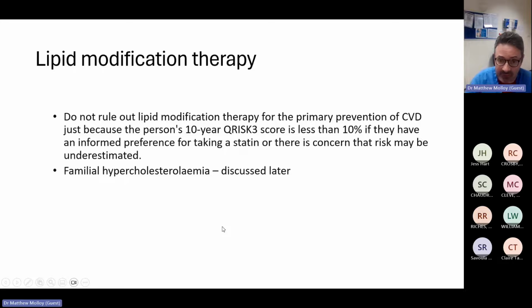So again, we've talked about the higher QRisk scores, but don't rule out lipid modification therapy for the primary prevention of CVD just because a patient's 10-year risk is low. Lots of patients have quite shocking family history that might not show up in the QRisk. I not infrequently prescribe patients a statin with a QRisk less than 10 if they have significant concerns about family history or other risk factors. And obviously, as I keep mentioning and we'll discuss later, if we suspect familial hypercholesterolemia, we should be assessing a patient for that and actioning it.